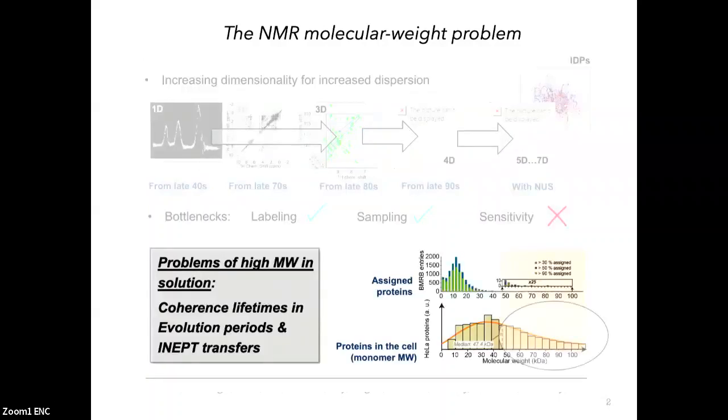However, sensitivity is something that still remains a fundamental bottleneck of all of this. And this is particularly true for solution NMR, where those targets that require this high dispersion, the high molecular weight targets, in particular the globular proteins, have a long tau C, and so the coherence lifetimes are short, which reduces the signal to noise in evolution periods and causes losses in INEPT transfers, which makes these sequences difficult to apply.